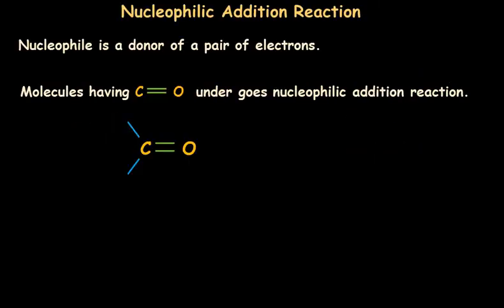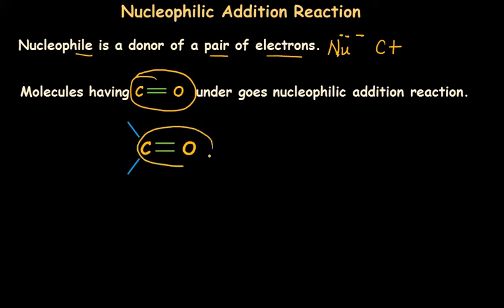At A levels, the only nucleophilic addition reaction which we are going to study is the reaction of a carbonyl group, that is a compound carrying a C double bond O group. As it is a nucleophilic addition reaction, the nucleophile, which is a donor of a pair of electrons, is going to be negatively charged and it reacts with a carbon which is carrying a positive charge. So here the carbonyl group is the part of the molecule which undergoes the addition reaction by the nucleophile.